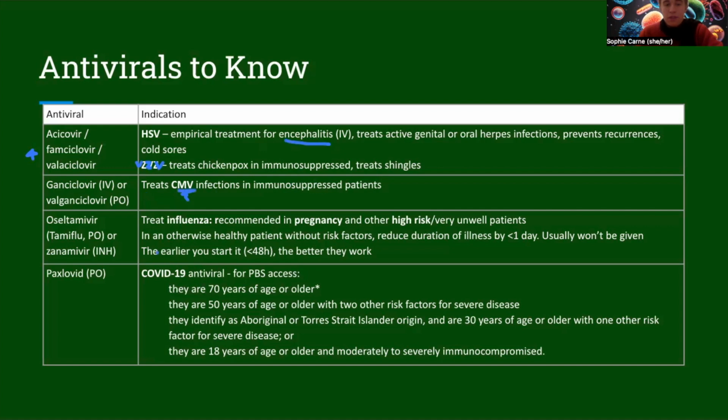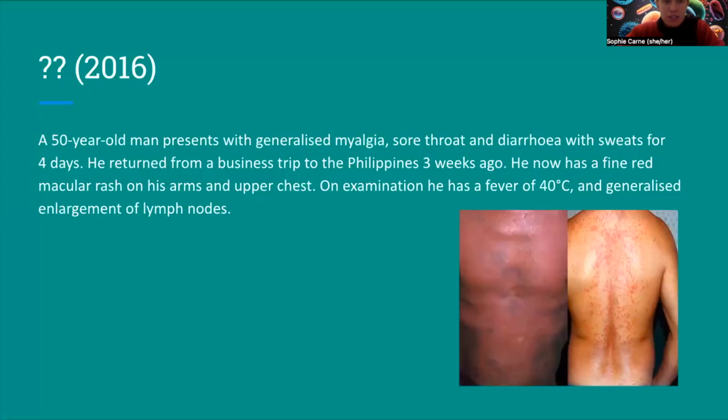With flu treatment, usually you'd only treat if your patient is pregnant or extremely unwell. Otherwise, if you're using an antiviral for the flu, it only decreases their illness by less than 1 day, so it's really not worth it. But if you are going to give it, it's much more effective the earlier you start it, so hopefully within 48 hours of your patient's symptoms developing. And lastly, you've got Paxlovid for COVID, and there are a few criteria that mean they can access it on the PBS. So, first practice question, please pause and read.